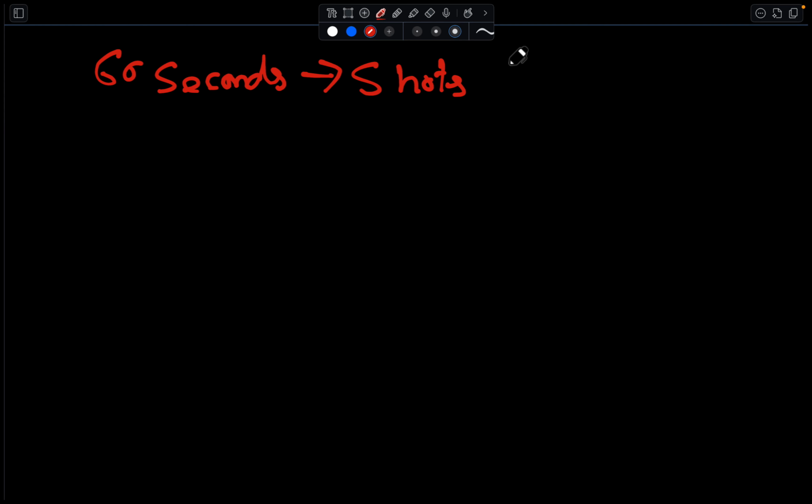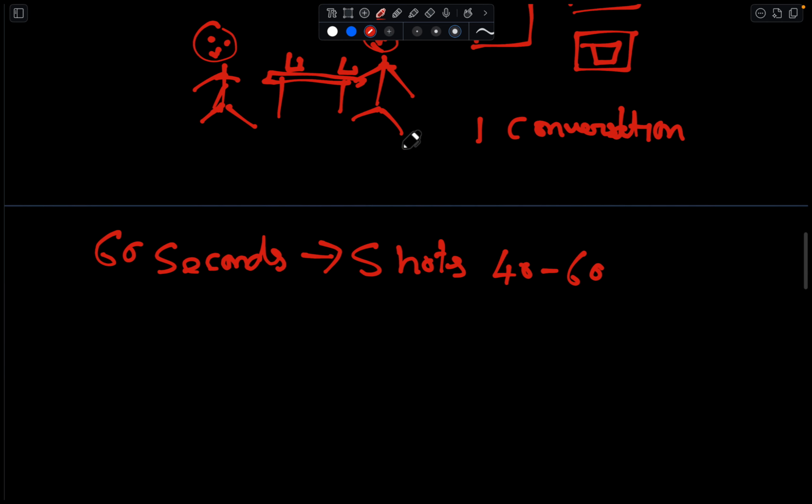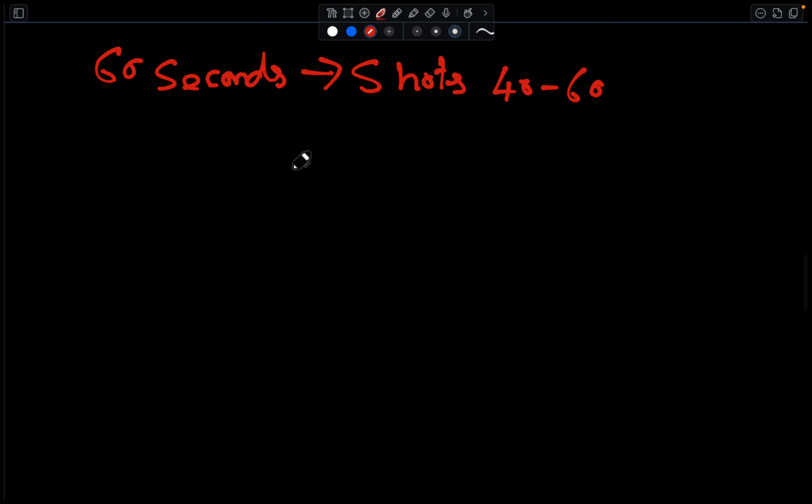Say, for example, you take a normal advertisement of 60 seconds. If you take a 60 second ad and count the number of shots in it, roughly there will be from 40 to even 60 sometimes. That many shots are going to be there in a small 60 second ad. So if you have a 2 minute conversation like this, how many shots would you need to convey this, right?